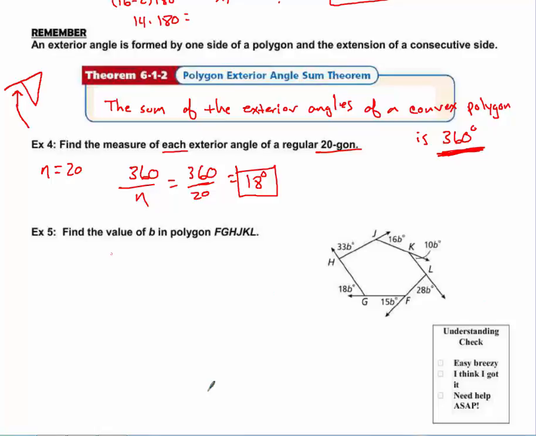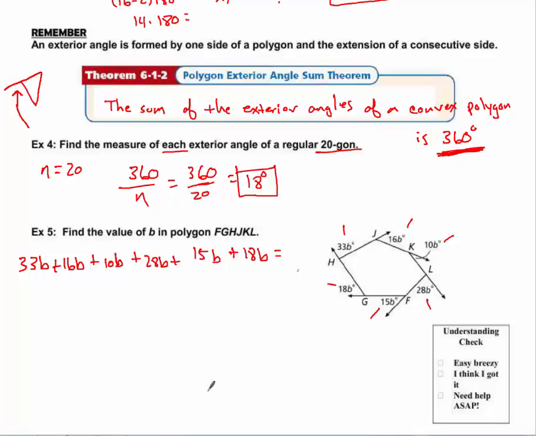All right, so let's take a look over here. Find the value of b in polygon FGHJKL. To find the value of b, we need to take all of these angles and add them up. And when we add them up, they should all equal something. So 33b plus 16b plus 10b plus 28b plus 15b plus 18b.